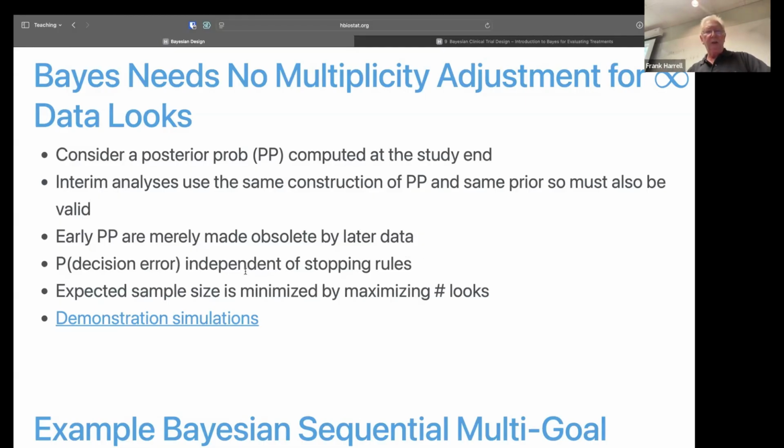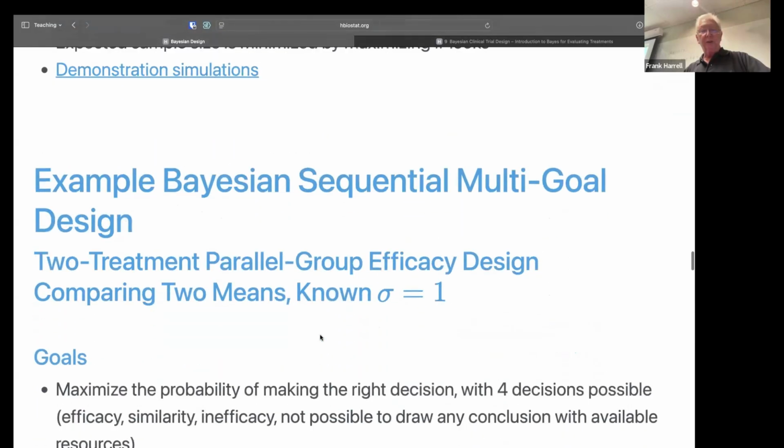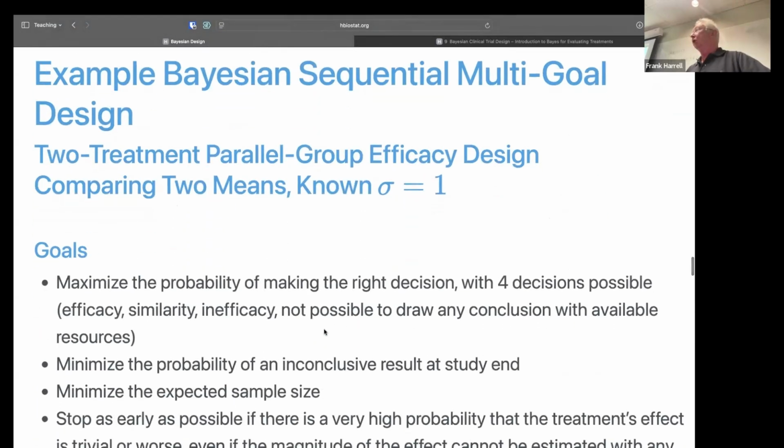The probability of making a decision error is independent of the stopping rule, and the expected sample size is minimized by maximizing the number of looks at the data. So now we're going to go through an actual design, and we're going to simulate how that performs to drive home these points and to show how you can make accurate decisions, and you can make them a lot earlier.